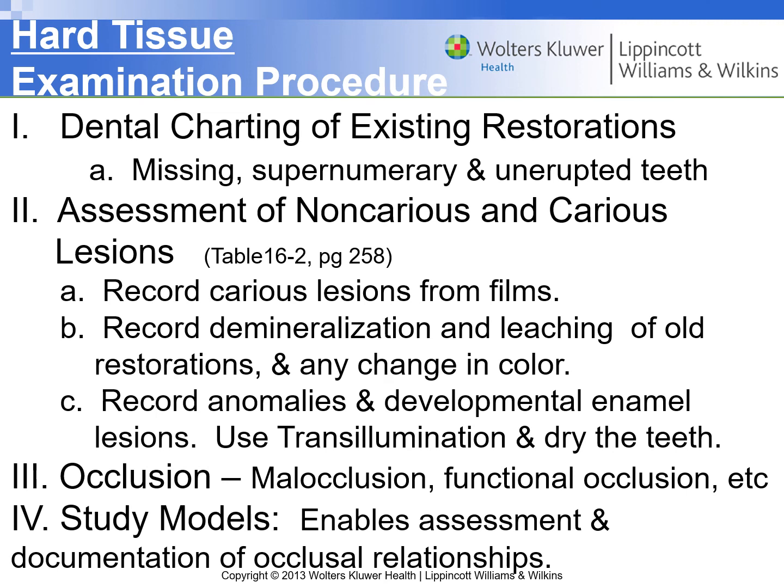I think I've talked about this before. Supernumerary teeth, which are extra teeth, and unerupted teeth, maybe their wisdom teeth, which you can clearly see forming on a pano film or a radiograph but are just not erupted yet. Then you have an assessment of non-carious and carious lesions. There's a table in Chapter 16, Table 16.2 on page 258, that you can look at.